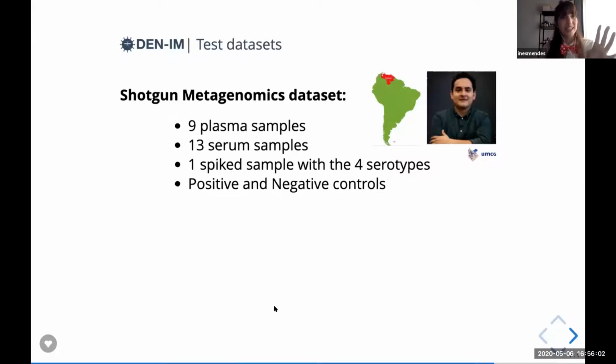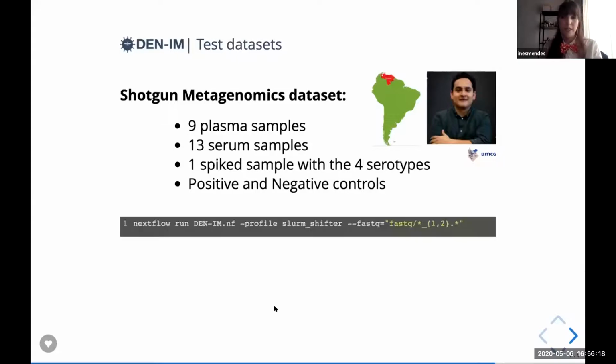This is an artificial sample where we spiked in the tube the 4 different serotypes of dengue to see if we can actually retrieve the 4 CDSs and identify the 4 CDSs separately. We also have positive and negative controls, obviously.